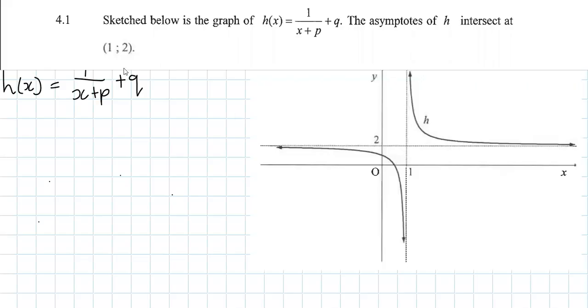Right, we're doing question 4.1. The sketch below is the graph of h of x equals 1 over x plus p plus q. The asymptotes of h, that's the hyperbola here, intersect at 1 and 2. So those are your two asymptotes.